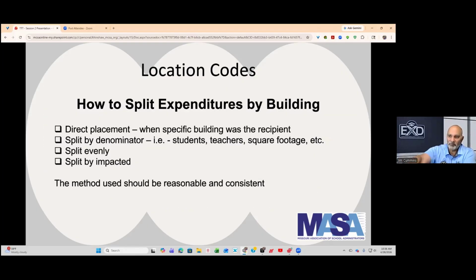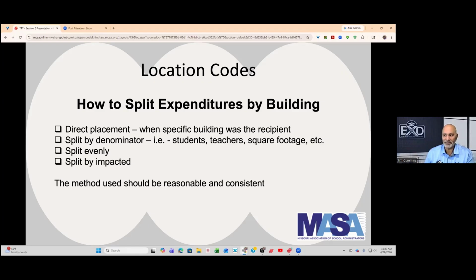So here's some help as far as how to split those expenditures by building. Direct placement: when it's specific to a building, then you can just place that whole expense there. We had somebody come and do some repair work on the floor, and it was for Smith Elementary. That's going to get coded to Smith Elementary. You can split by the denominator. So it was for students. So there were 200 students in Smith Elementary and 300 in Jones. So one of them's going to get 40%, one of them's going to get 60%.